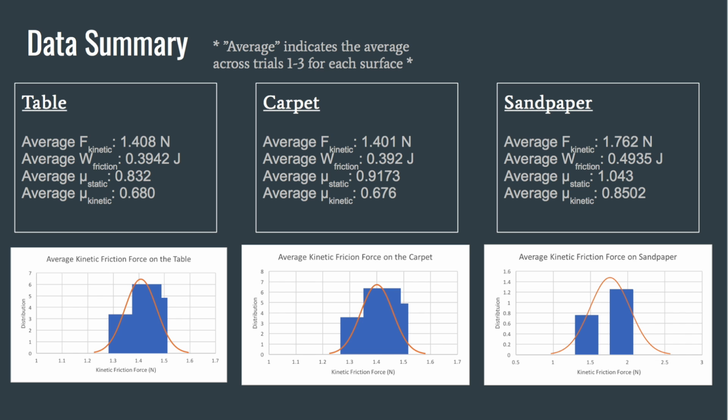A histogram of the force of kinetic friction was made for each surface to visually show the average value of the force of kinetic friction on each surface. If you look at where the peak of the bell curve is, you can see what the average kinetic friction force of that surface is.